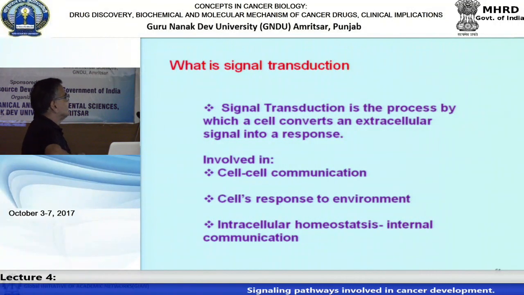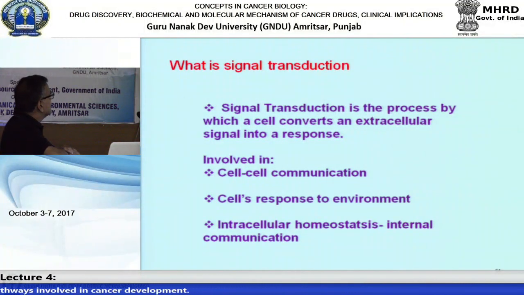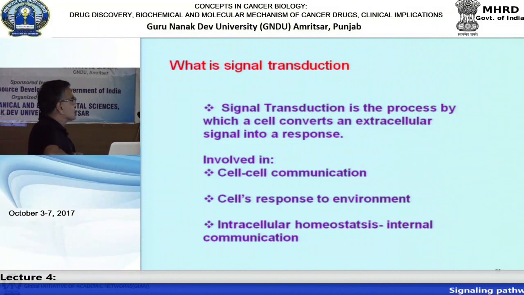Okay. Now, we talked about the receptor by itself. Now, what is signal transduction? Signal transduction is a process by which a cell converts an extracellular signal into a response. Our final product is the response, right? The response means cell-to-cell communication, which is how the cell responds to the environment and what happens to the internal processes.